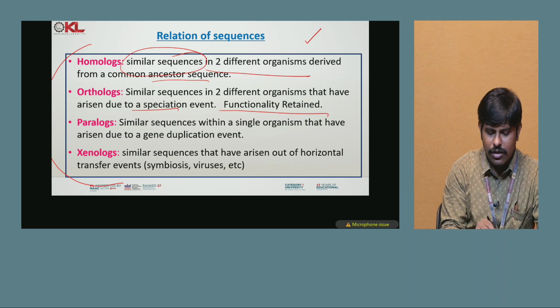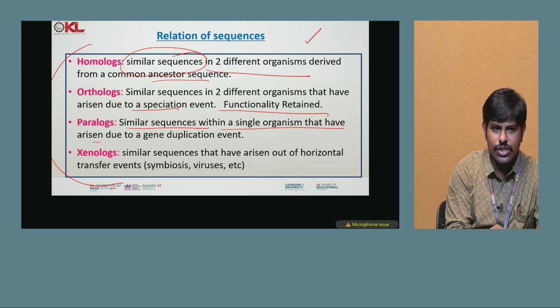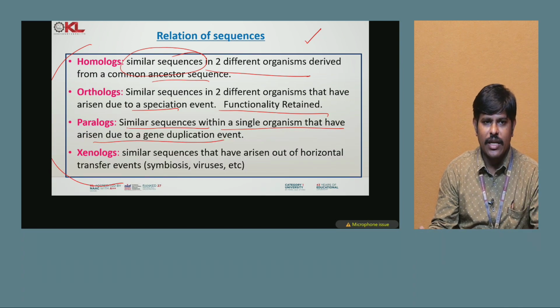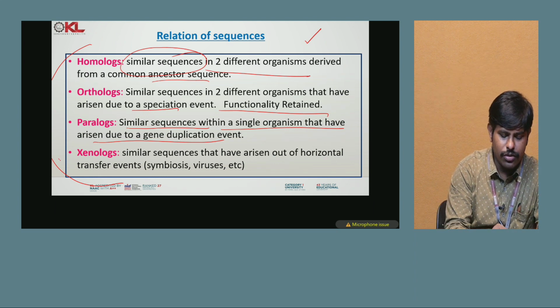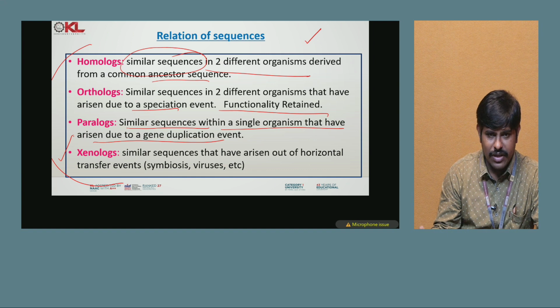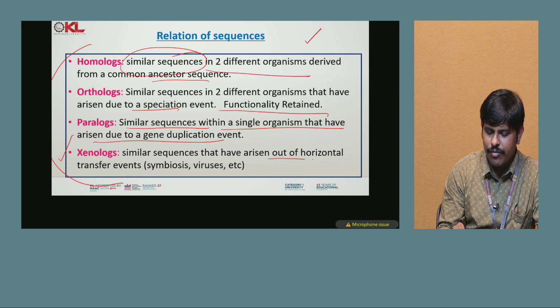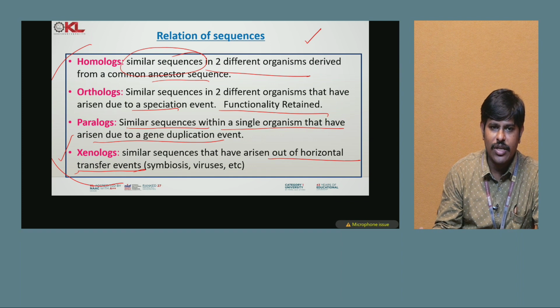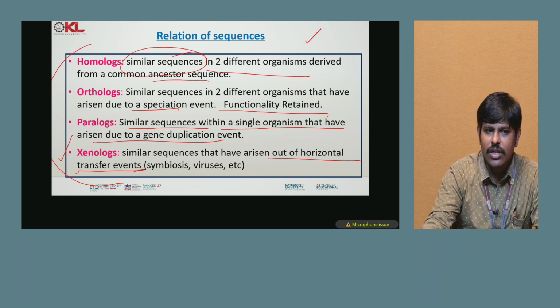And paralogs are similar sequences within an organism that have arisen due to a gene duplication event, and their function may be different. And genealogs, a terminology we don't use very often, are two similar sequences that have arisen out of horizontal transfer events. That means they may not have a direct evolutionary relation. Maybe because of viruses or symbiotic organisms transferring one DNA segment from one organism to another. That is because of horizontal gene transfer events.